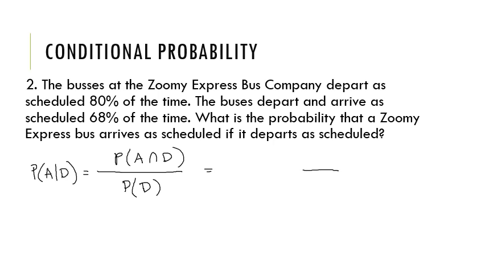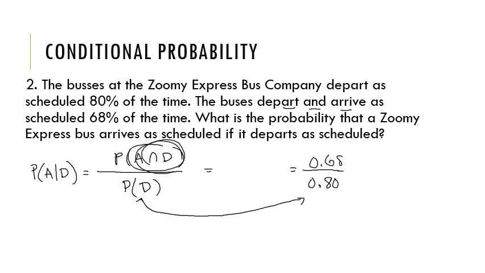So what they've done here is they said it departs 80% of the time. So we're going to change these to decimals. 80% is the decimal right here. So departs 80% of the time, that goes on the bottom. All right. Now the next thing that they've given us is they depart and arrive as scheduled 68% of the time. So they've given us depart and arrive. And we're trying to figure out what's the probability that it arrives as scheduled if it departs as scheduled. So we're trying to solve for this. So we just need to type this fraction here in our calculator and get the answer.